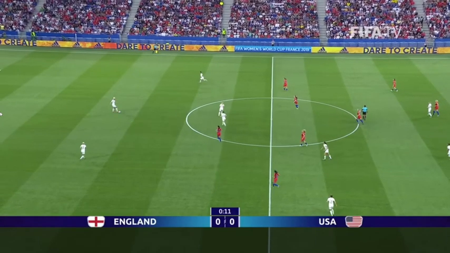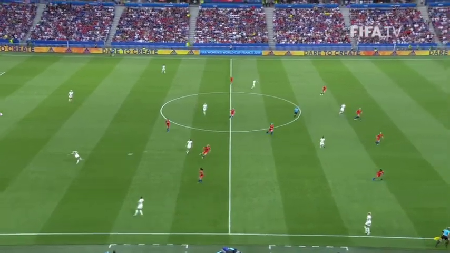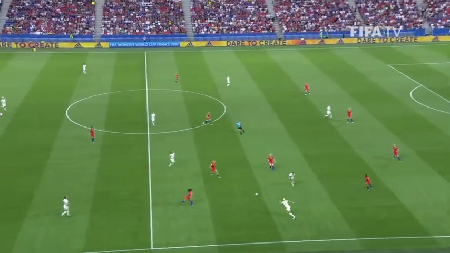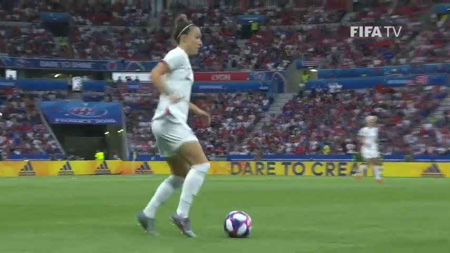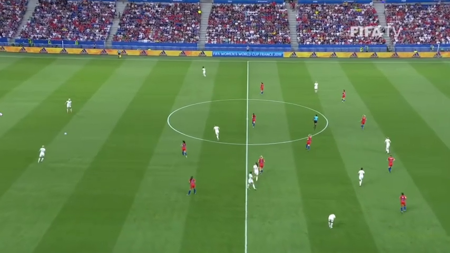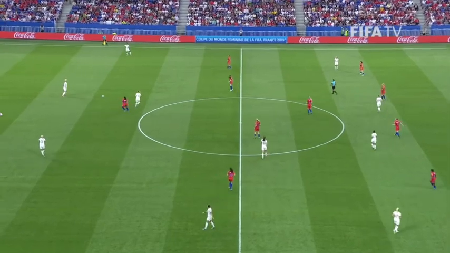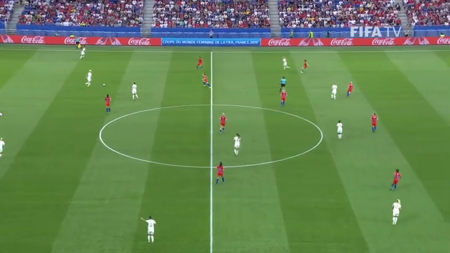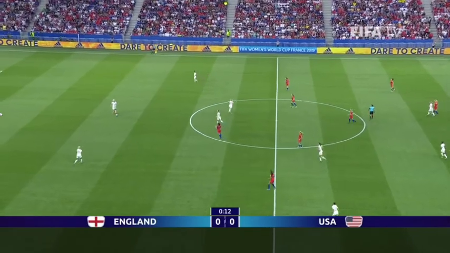The reigning champions, the United States. Steph Houghton with the forward ball. Daly onto it. Here's Bronze. Houghton in field to Millie Bright. Here's Kira Walsh.